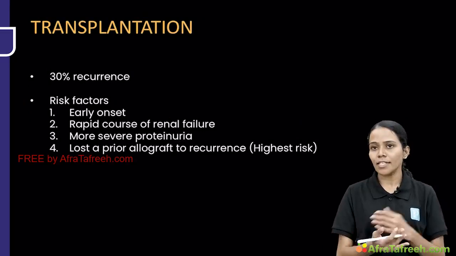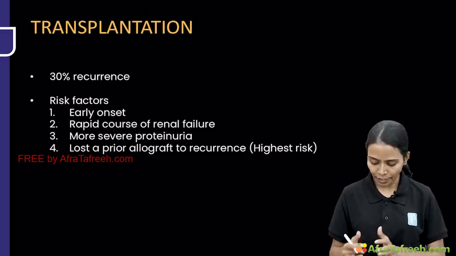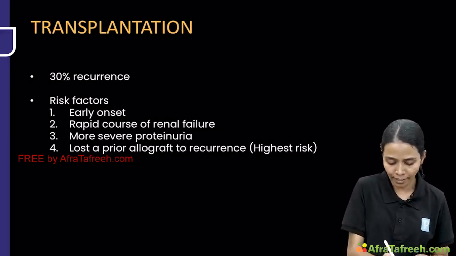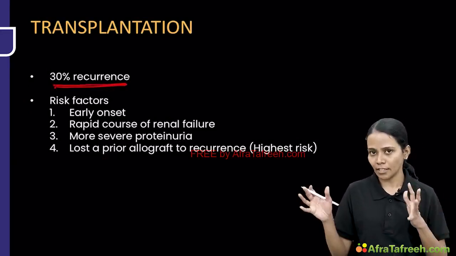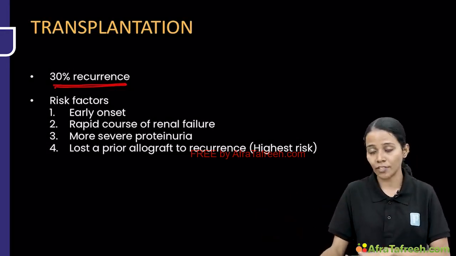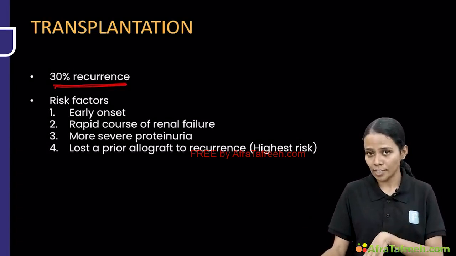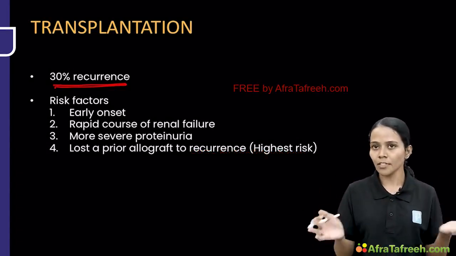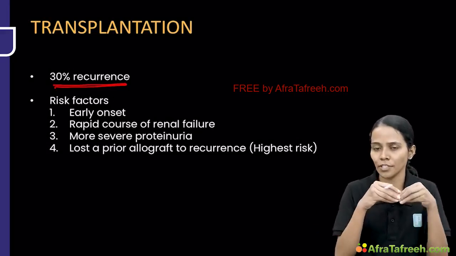Now once these patients go into ESRD and we do transplantation, 30% of them have recurrence. I have dealt with this in detail in the chapter of recurrence of FSGS or recurrence of diseases post-transplantation. You can go and check it out there. But here I'll just give it briefly. So 30% of patients undergo recurrence.